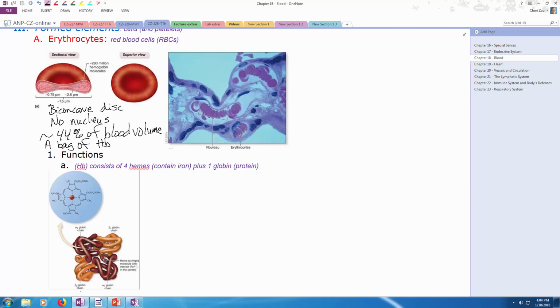We have two nice pictures here. One superior view showing we're looking down on it. And typically on a smear, this center area is very pale. It's not dark like we see in this view here. And then this is just where they have actually sliced through it to show you its biconcave nature.